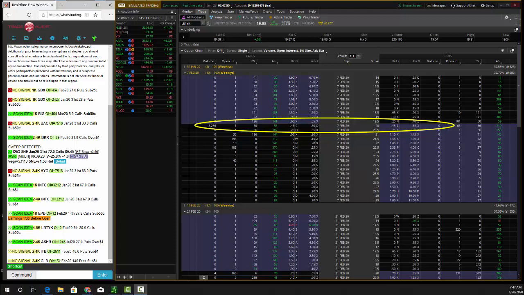Melco, if you didn't get in yesterday, you can get in a little cheaper. You can get in about 50 cents here. One thing I always like to look at is the at-the-money straddle. So at-the-money calls, at-the-money puts in the S&P 500 futures.